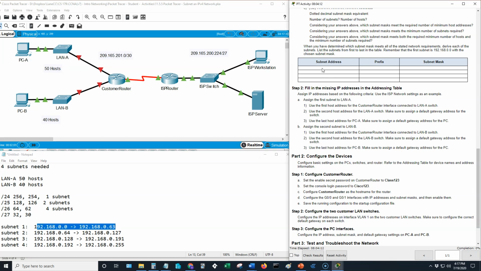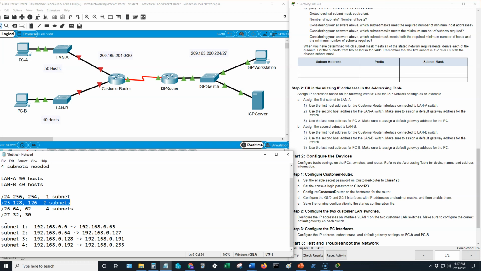So our subnets here that we could put in here would be, this would be for the first one. Let's see. Oh, I don't have the ability to type in here, so this is why I'm using a separate notepad here. So what we want to do here is we're going to assign the first subnet to LAN A.